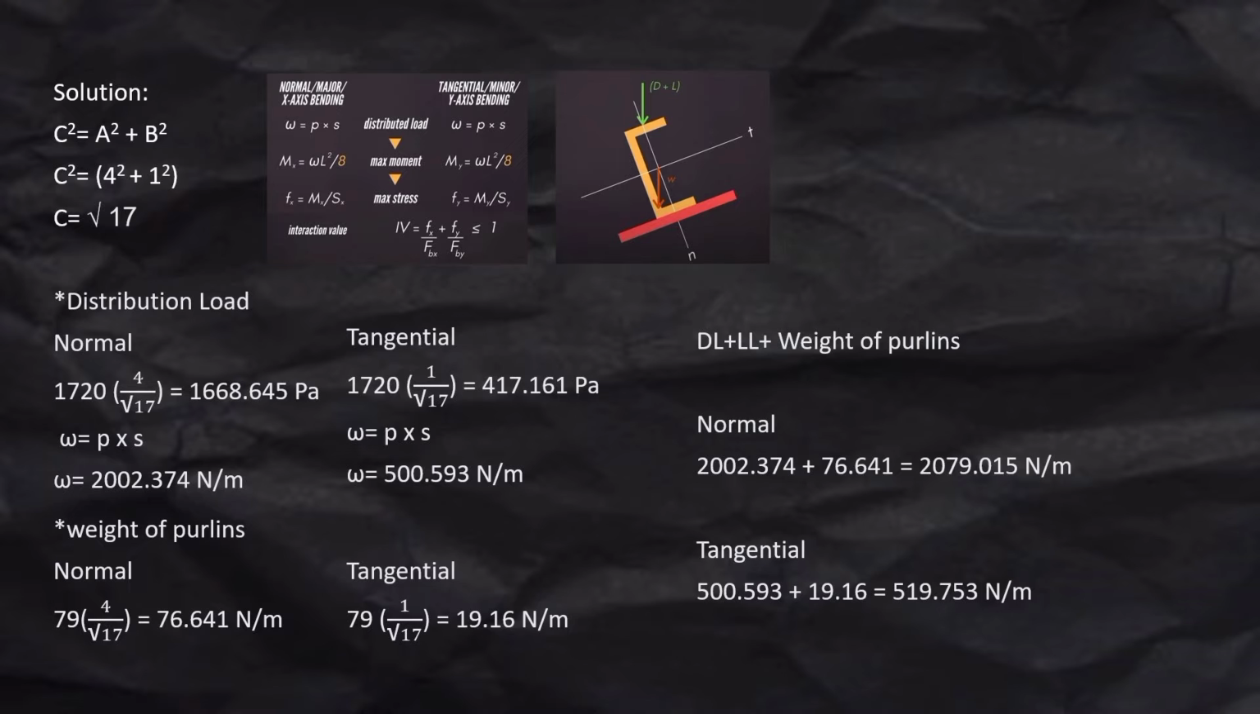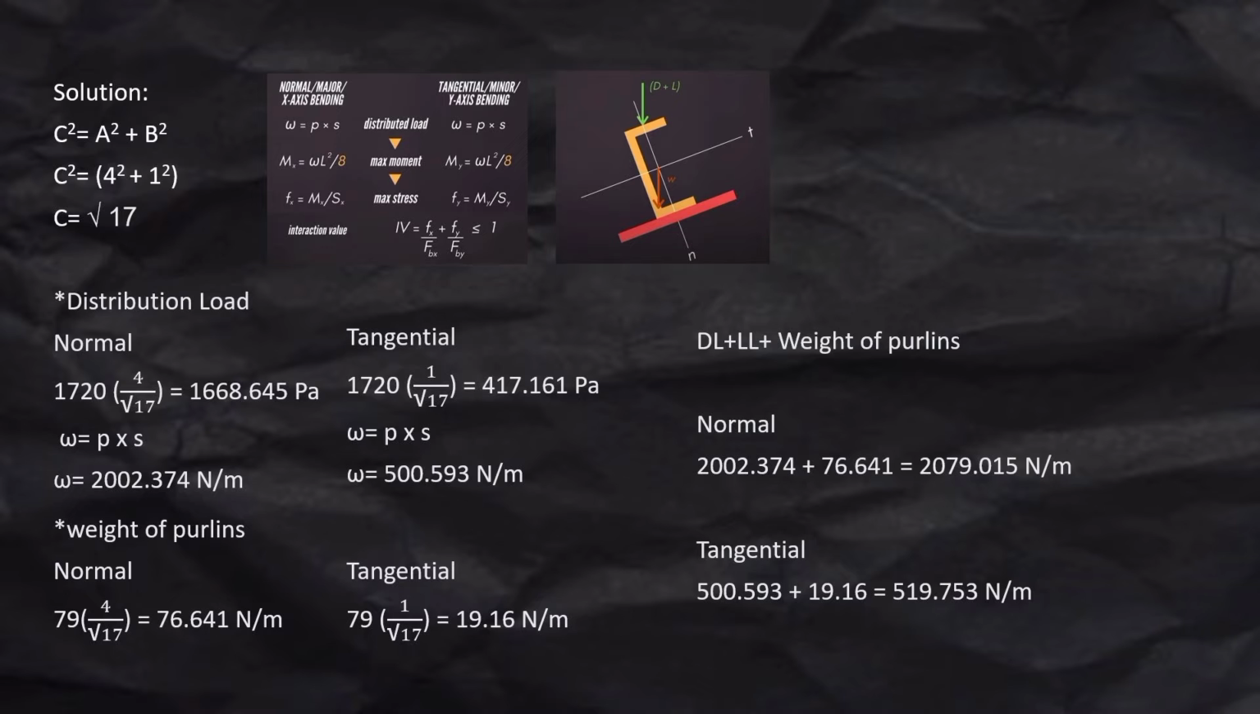For the normal, ang nakuha natin is 1,668.645 Pascal. At sa tangential naman ay 417.161 Pascal. For the distribution of loads, ang formula is W is equals to P times S, which is yung P nakuha na natin kanina sa normal and tangential, and S yun yung spacings, which is 1.2. So W is equals to P times S, nakuha natin sa normal is 2002.374 Newton per meter, at sa tangential naman ay 500.593 Newton per meter.